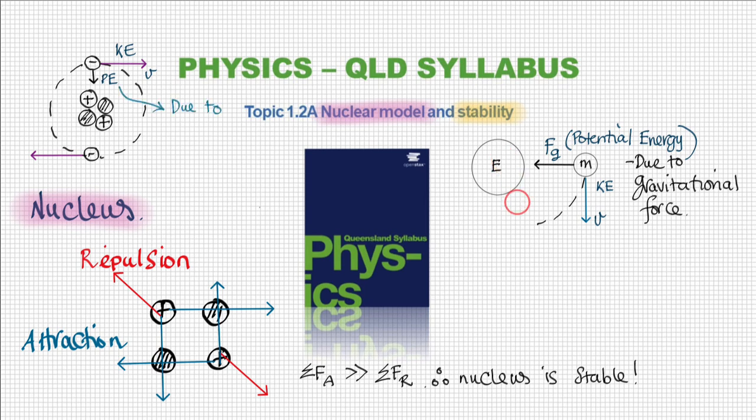Now, the force by which the moon is held in the Earth's orbit is referred to as a gravitational force. Most of us are aware of that. The potential energy that's given to the electron as it orbits around an atom is due to the electrical force, and in physics we call this electromagnetism. Electromagnetism is one of the four fundamental forces in the universe.